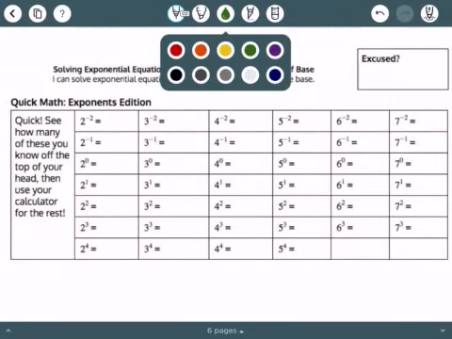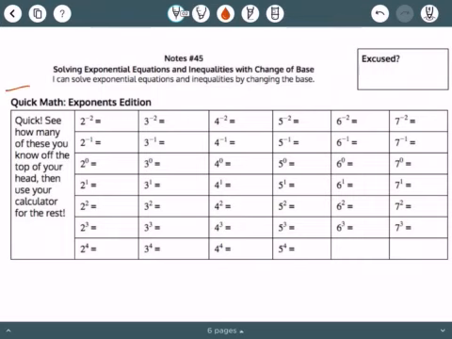So we started today by filling out this section. See how many you know off the top of your head and then use your calculator for the rest. So take a second, pause your video, and then go ahead and fill this out. Come back when you're ready.